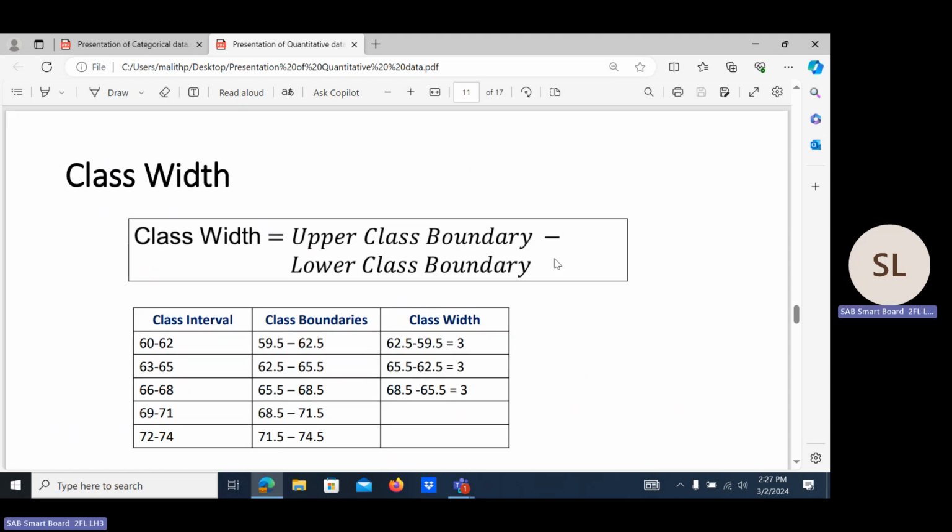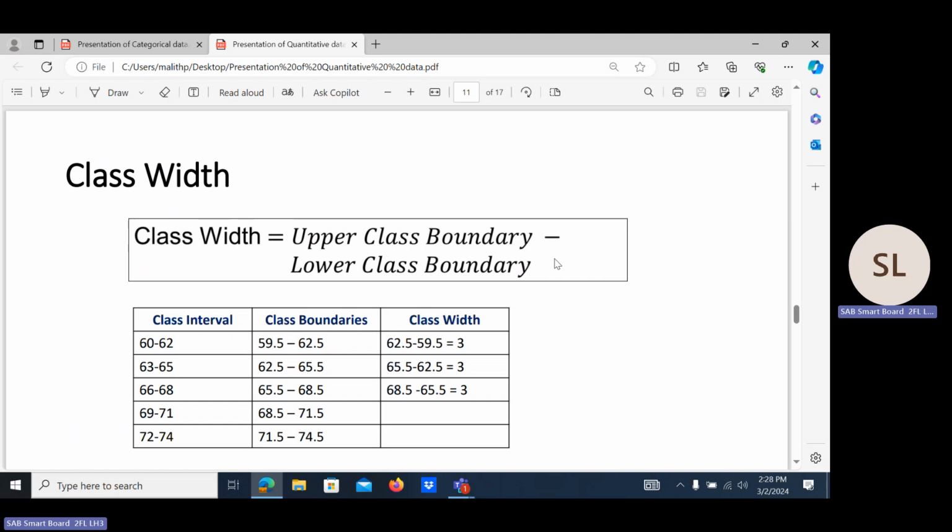Then the other term we call class width. Another word for it is the size of the class interval, the width or size of the class interval. Then how do we calculate the class width or size of the class? We can easily calculate it.